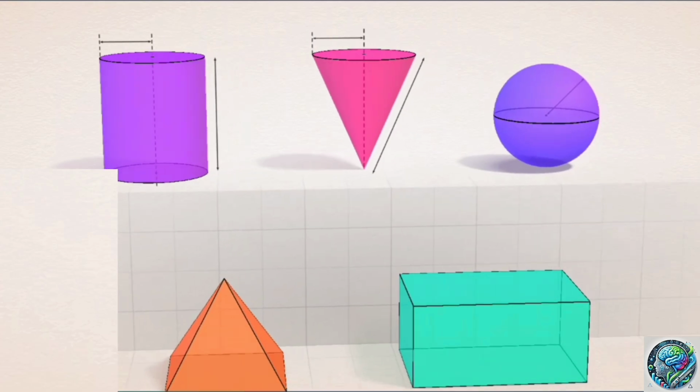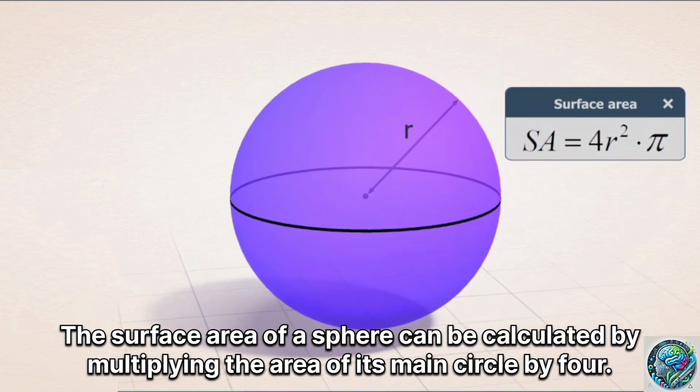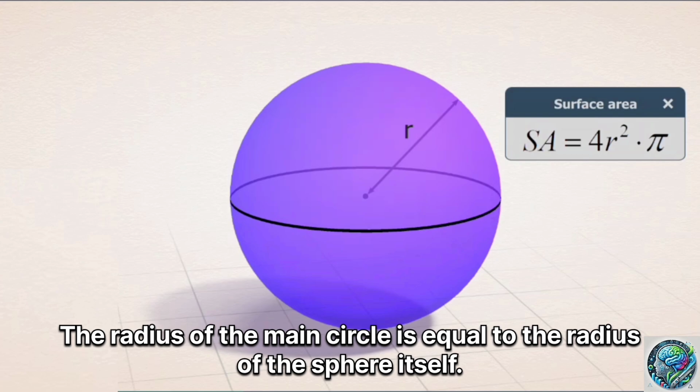The surface area of a sphere can be calculated by multiplying the area of its main circle by 4. The radius of the main circle is equal to the radius of the sphere itself.